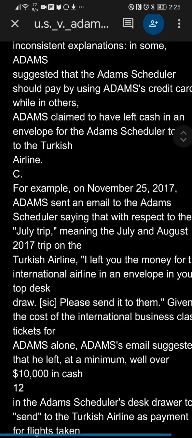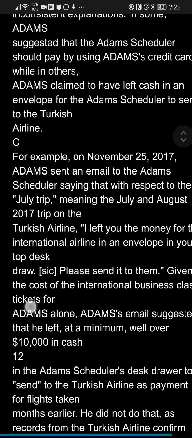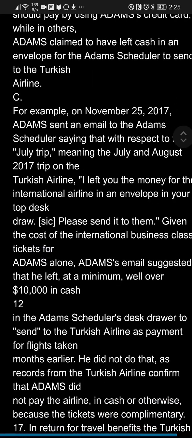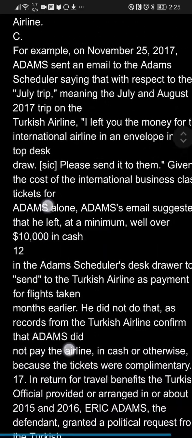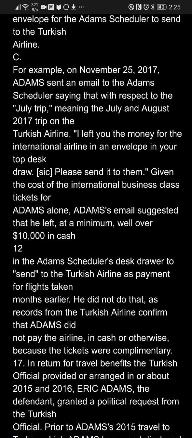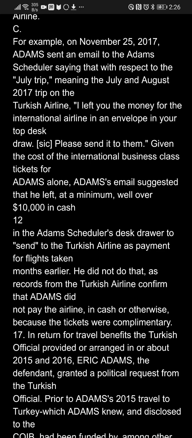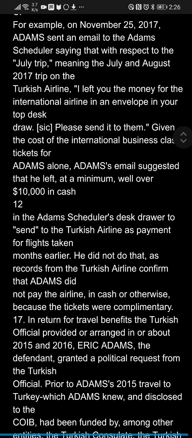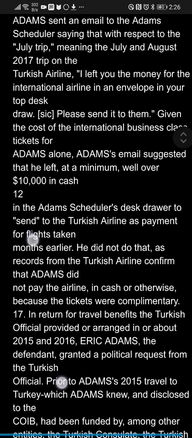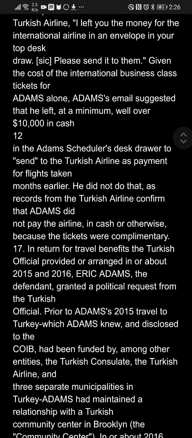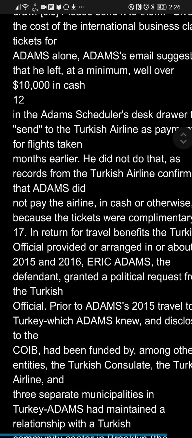Given the cost of international business class tickets, Adams' email suggests that he left a minimum of well over $10,000 in cash. Wow. In the Adams scheduler drawer to send to the Turkish airline as payment. He did not do that, as records from the Turkish airline confirm that Adams did not pay the airline in cash or otherwise because the tickets were complimentary. 2017. And so these are all numbers from the document, from the indictment.